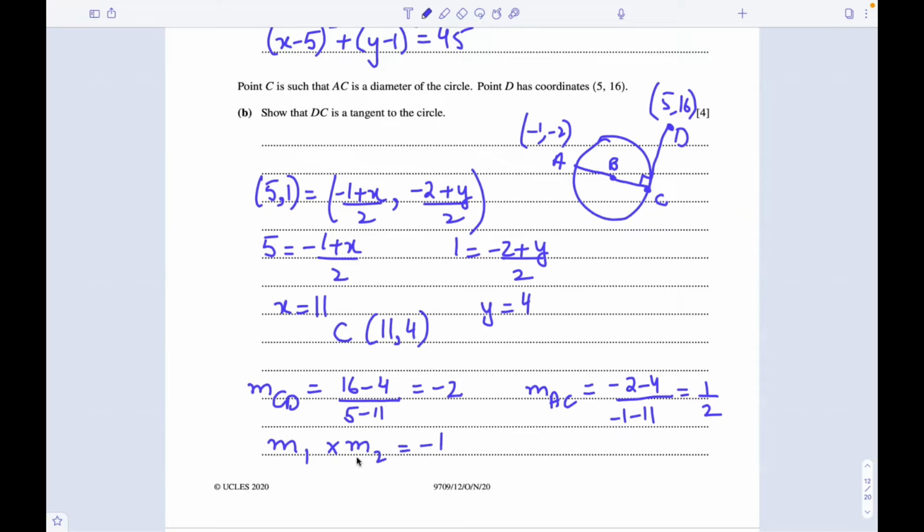And this shows that the two lines are perpendicular. So multiplying -2 by a half, we get -1. Hence it's proven that DC is perpendicular to the radius. As AC is the diameter and the gradients are negative reciprocals, we can say that DC is a tangent to the circle.